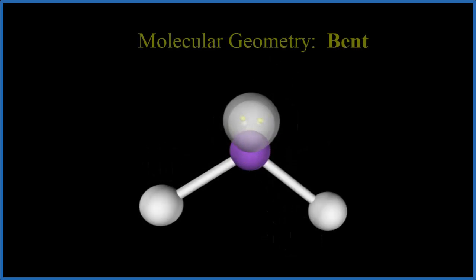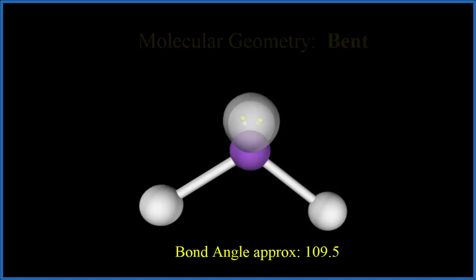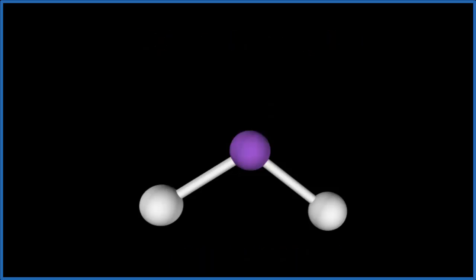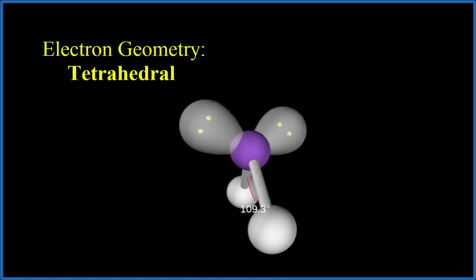And this is considered to be a bent molecular geometry. If we hide the lone pairs, you'll see the molecules are arranged in a bent formation here. The bond angle should be about 109.5. That won't be exact. If we look at the electron geometry, so add back the electrons, we end up with what's called a tetrahedral electron geometry.